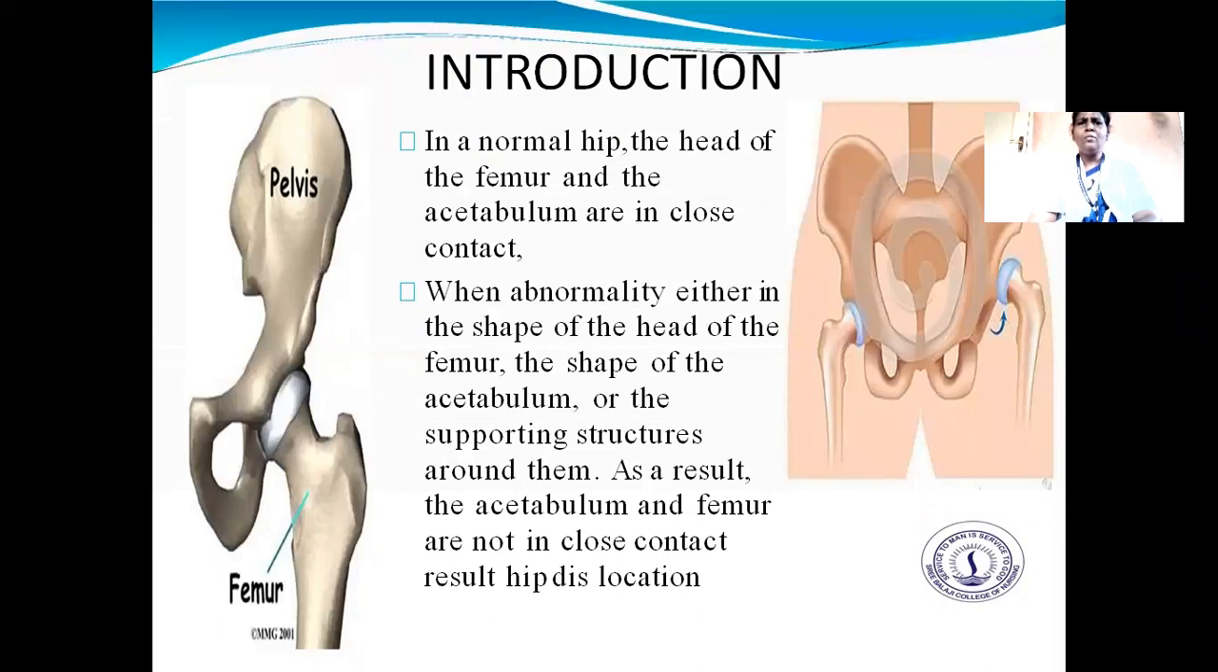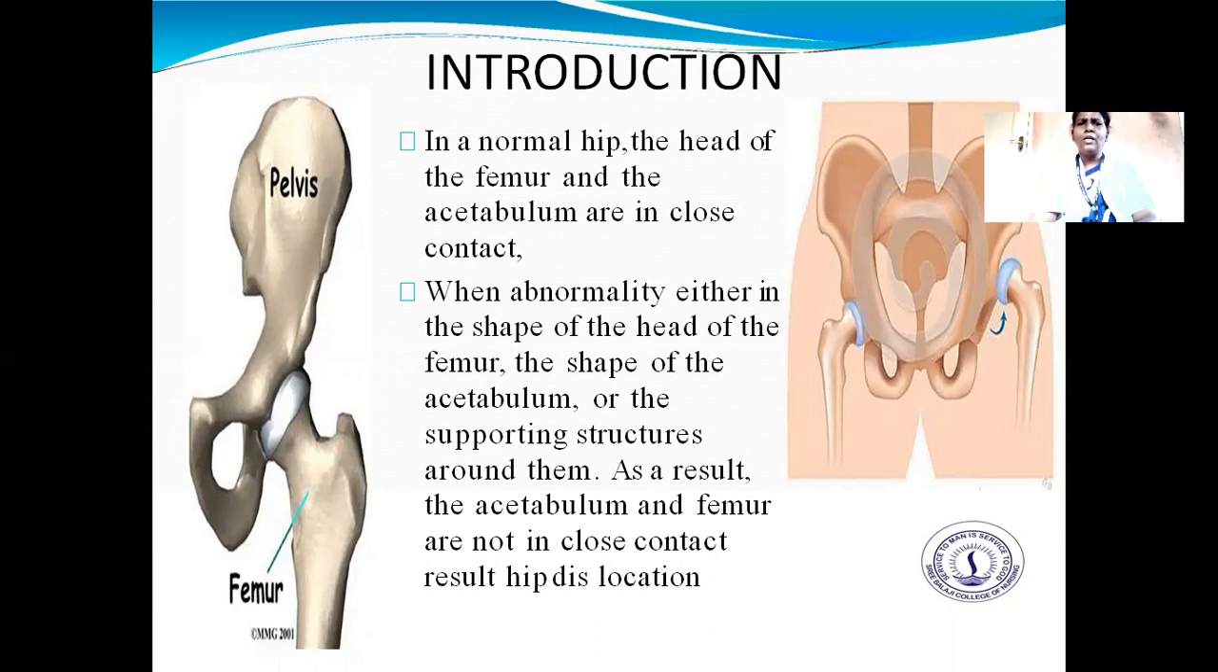In a normal hip, the head of the femur and the acetabulum are in close contact. When there is an abnormality, either in the shape of the head of the femur, the shape of the acetabulum, or the supporting structures around them, the acetabulum and femur are not in close contact, which results in hip dislocation.